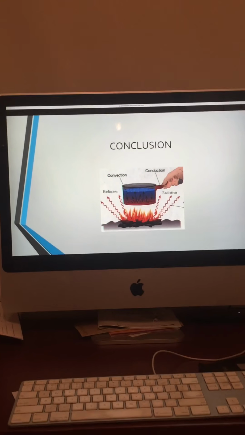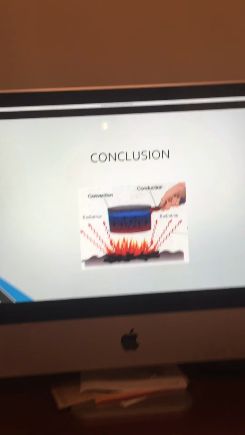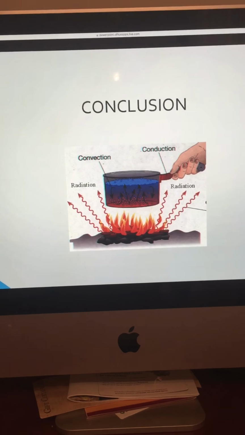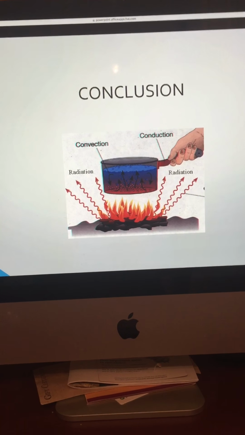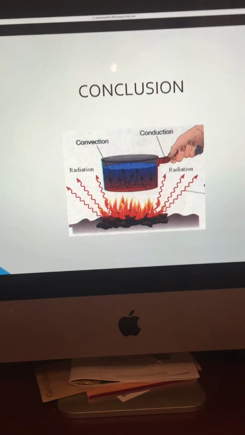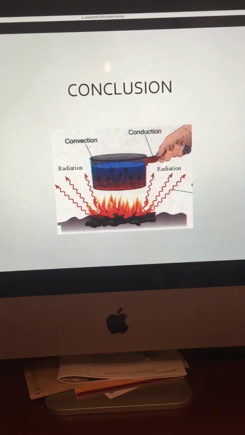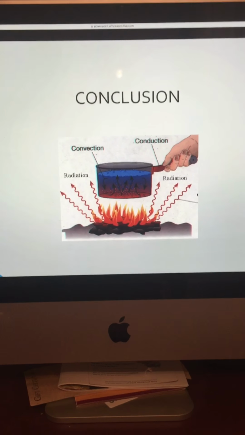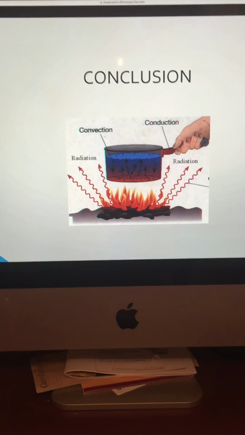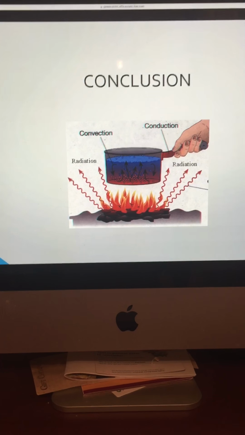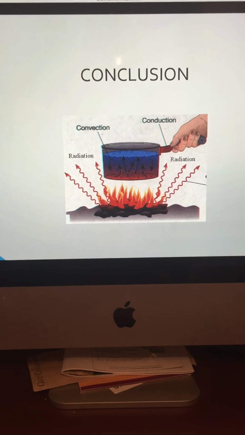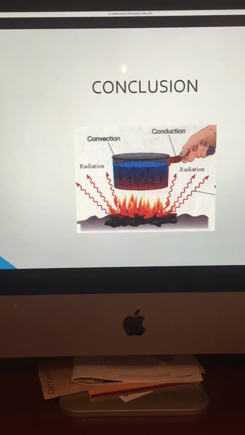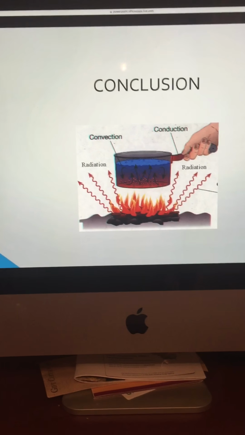The conclusion of all this is that all three ways of heat transfer are different, but it's how they all work together in normal life. So radiation comes from that fire or from an electric current on a stove. That radiation is going to heat up the pan. The pan, as it gets hotter through convection, is going to heat up the molecules of the water itself.